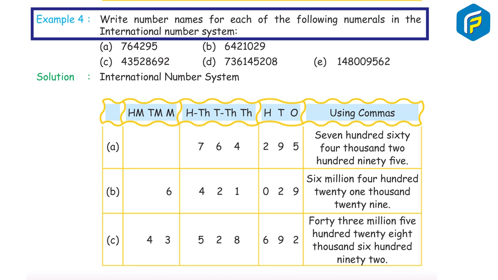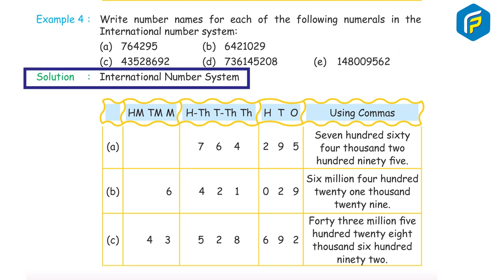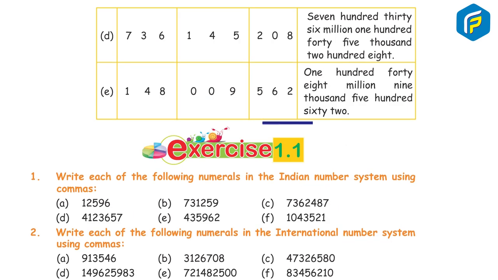Example 4. Write number name for each of the following numerals in the International Number System. A. 764,295. B. 6,421,029. C. 43,528,692. D. 736,145,208. E. 148,009,562. Solution: International Number System.